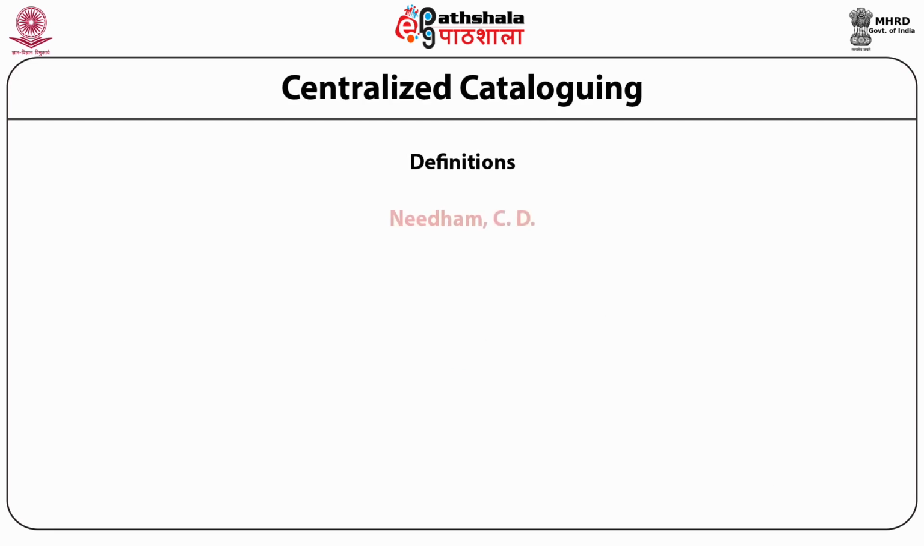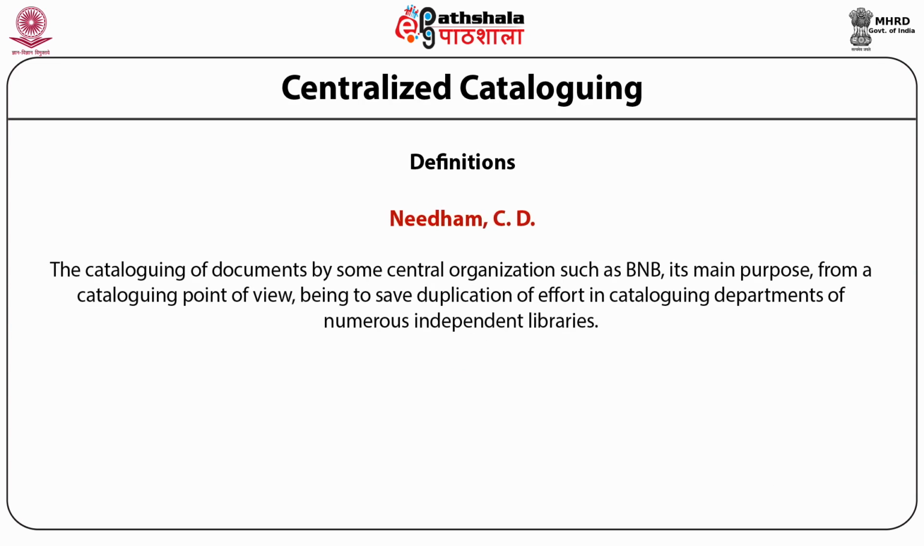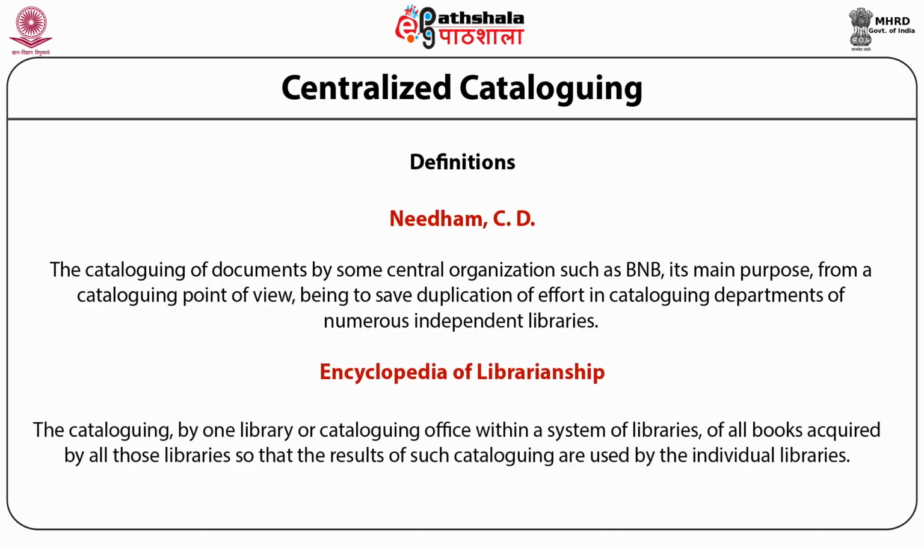Next definition is given by C.D. Needham. The cataloging of documents by some central organization such as BNB, its main purpose from a cataloging point of view being to save duplication of effort in cataloging departments of numerous independent libraries. And the last definition is given by Encyclopedia of Librarianship. The cataloging by one library or cataloging office within a system of libraries of all books acquired by all those libraries so that the results of such cataloging are used by the individual libraries.